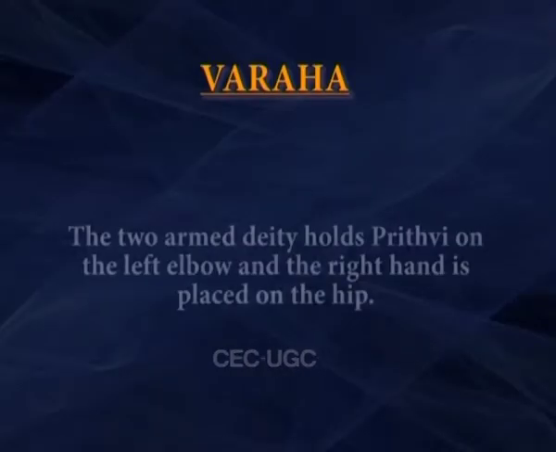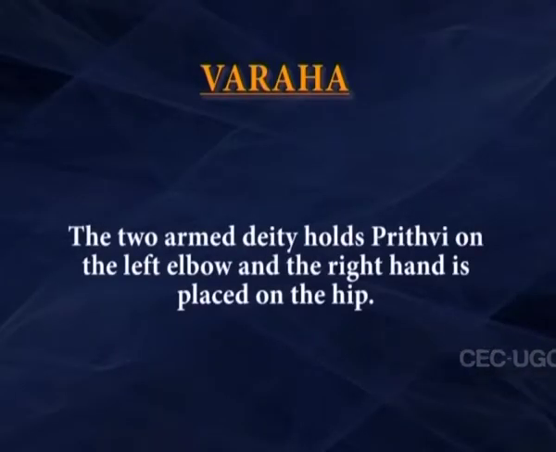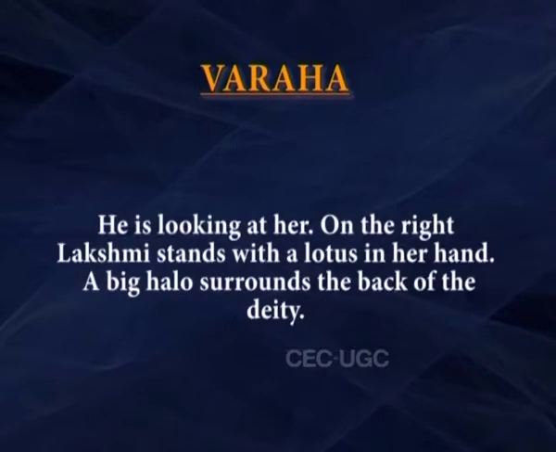He is standing over Adishesha with the left leg turned and the right one stretched. The Adishesha and his consort are half lying with folded hands and have canopies over the head. The deity is decked with ekavali, armlets, anklets, Vanamala and loincloth. The two-armed deity holds Prithvi on the left elbow and the right hand is placed on the hip. He looks at her. On the right, Lakshmi stands with a lotus in her hand.